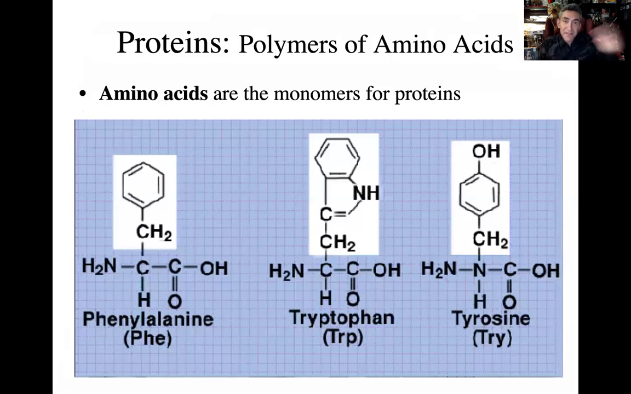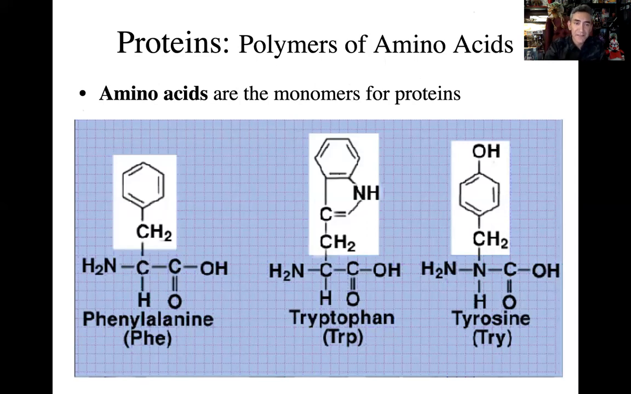So before I continue with proteins, I got to take a step back and we got to look at the individual building blocks of a protein. So proteins are polymers of amino acids. They're all this aggregation of little units that we call amino acids. So amino acids are the monomers for proteins. So it means the same thing, just phrased differently. So proteins are polymers of amino acids. Amino acids are the monomers that make up the proteins.